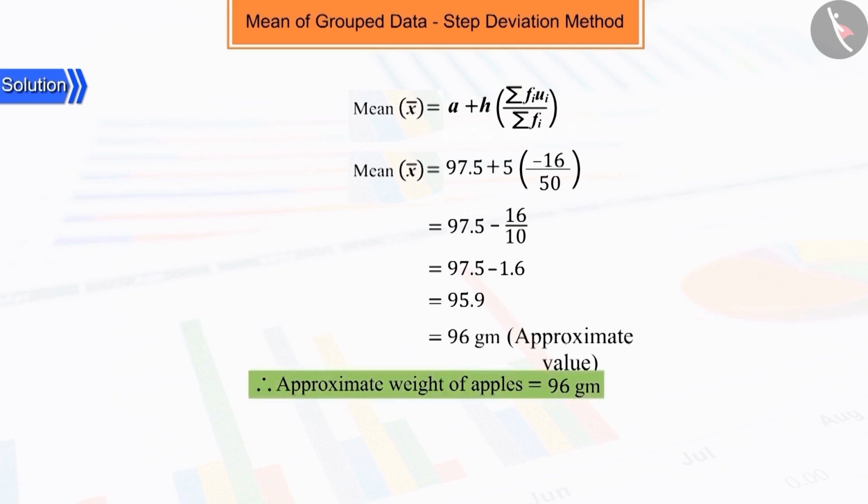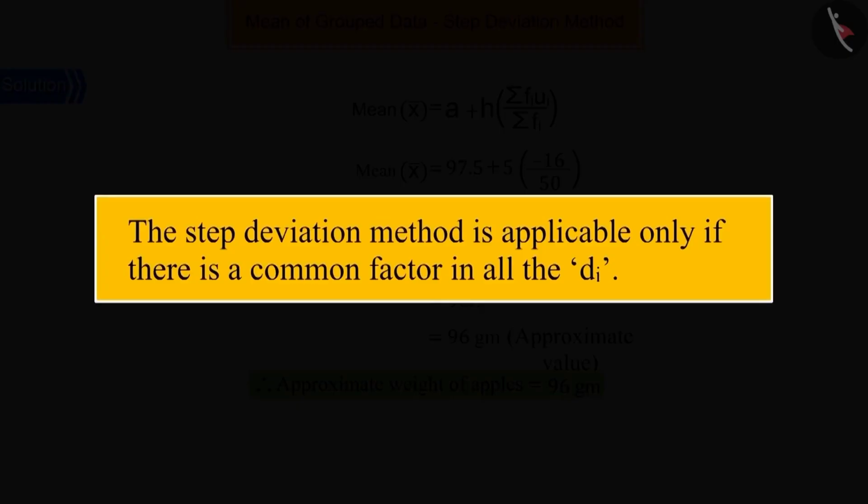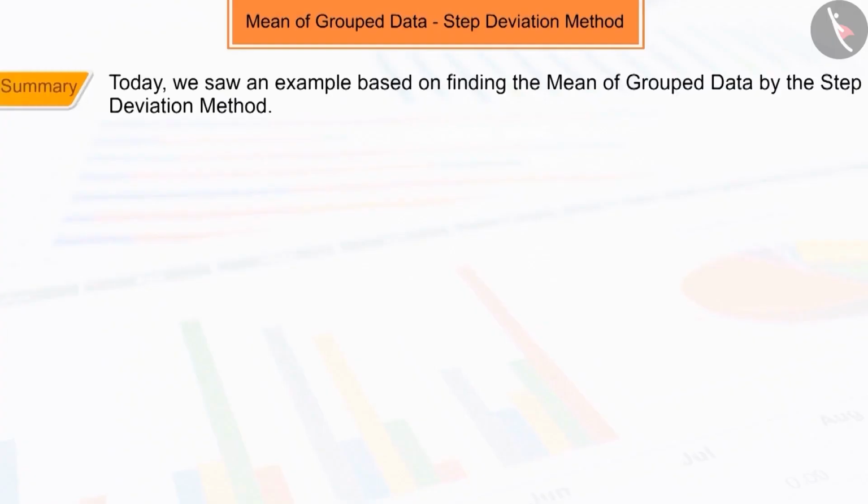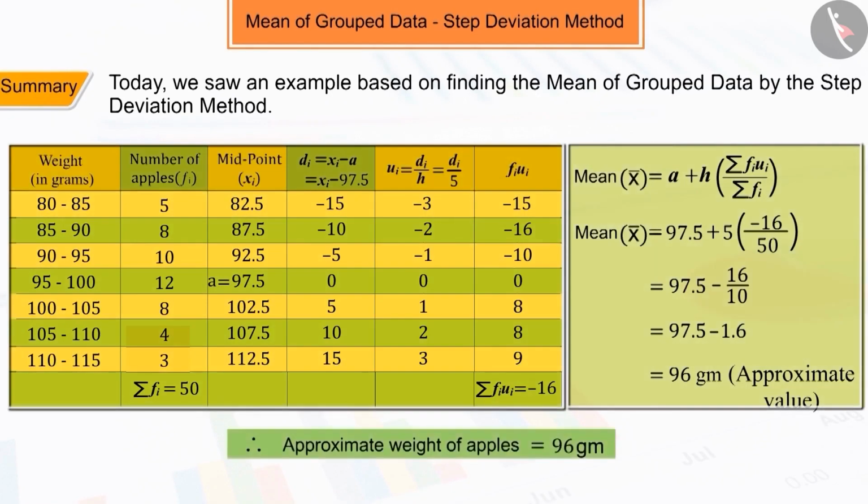So, hopefully you must have understood the examples to find the mean based on the step deviation method. But note that the step deviation method will be applicable only if there is a common factor in all the di. Today we saw an example based on finding the mean of grouped data by the step deviation method.